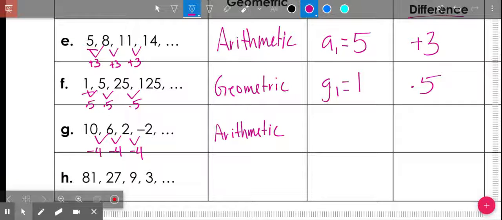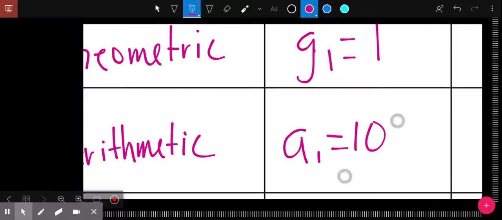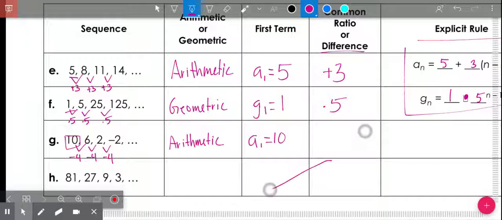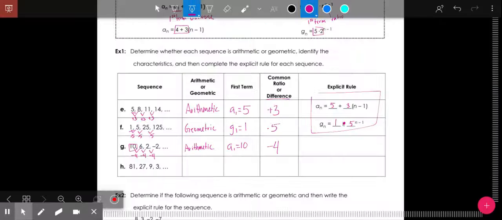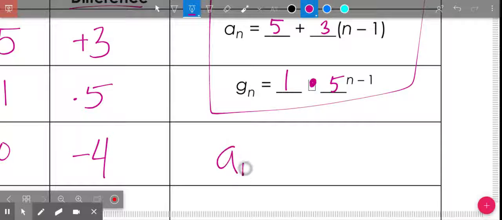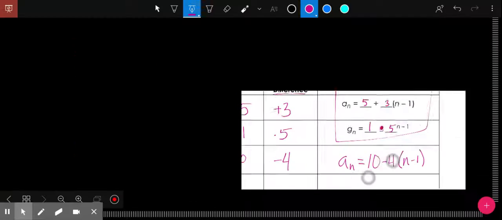So then we also need to write our first term. Well, the very first term of the sequence is 10. So that means a sub 1 equals 10. And we already found what our difference was. We were subtracting 4. So now we just need to write our rule and fill in the blanks. So a sub n equals, our first term was 10. And then our difference was minus 4. So minus 4 times n minus 1. That's it.